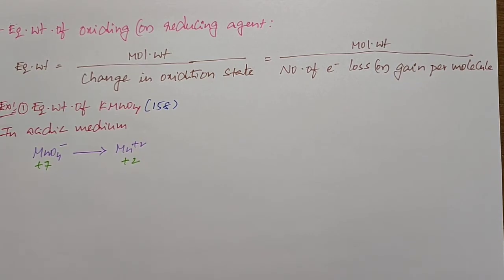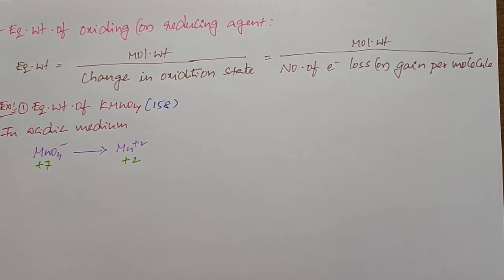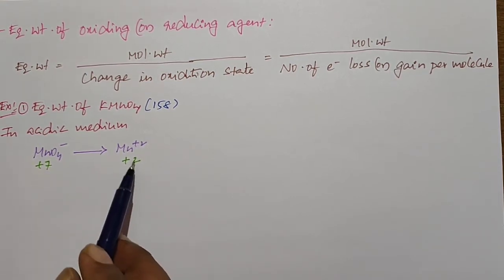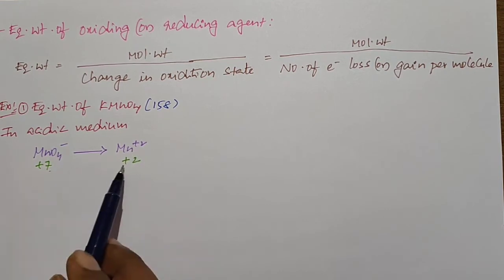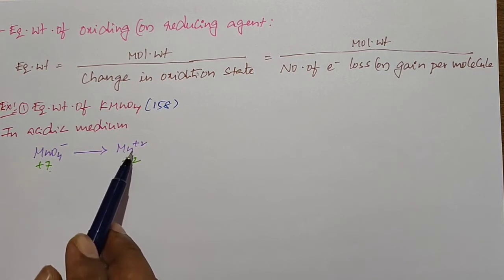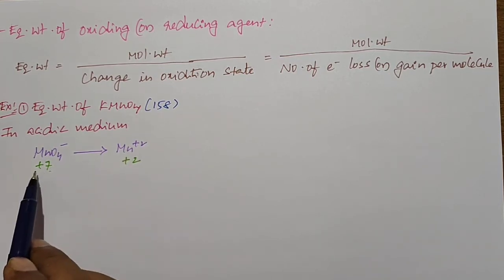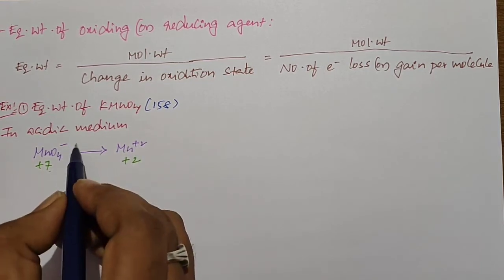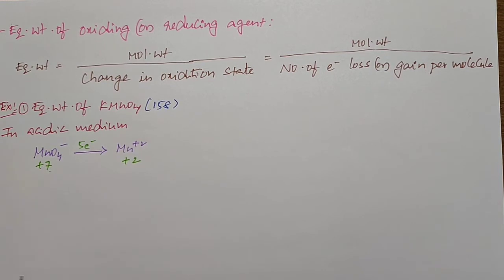Okay. So first, here you just focus on the concept. In permanganate ion, the oxidation state of manganese is +7. Here the oxidation state is +2. Here the change in oxidation state is 5. Here also we have one manganese. The oxidation state of manganese changes from +7 to +2. So here 5 electrons are involved.